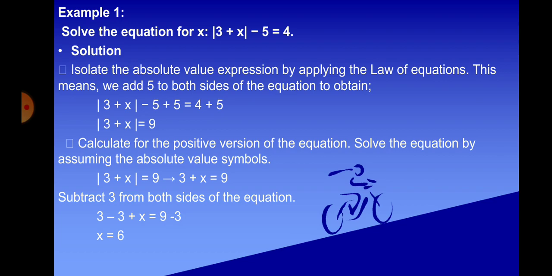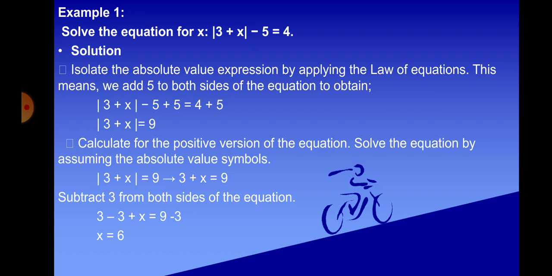Isolate the absolute value expression by applying the law of equations. This means we add 5 to both sides of the equation. So the absolute value of 3 plus x, minus 5, plus 5 equals 4 plus 5. The absolute value of 3 plus x equals 9.